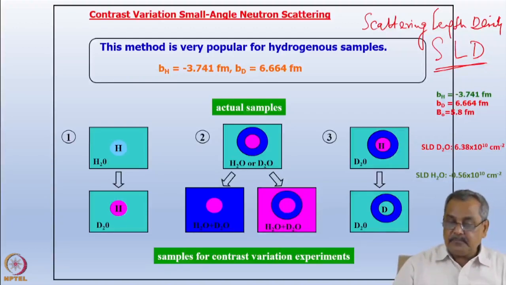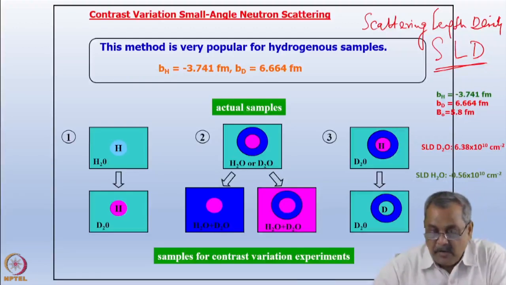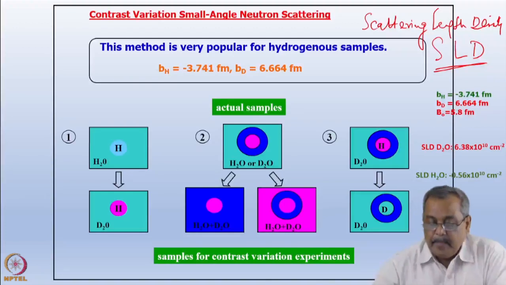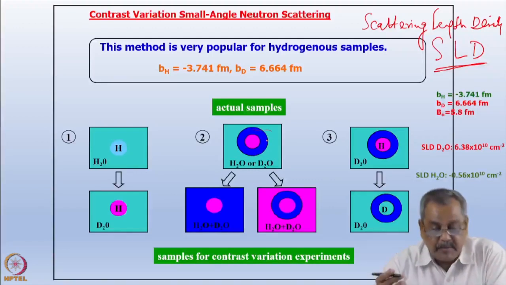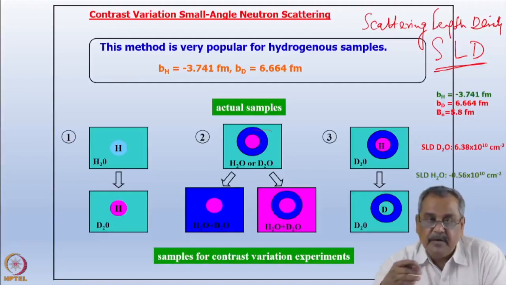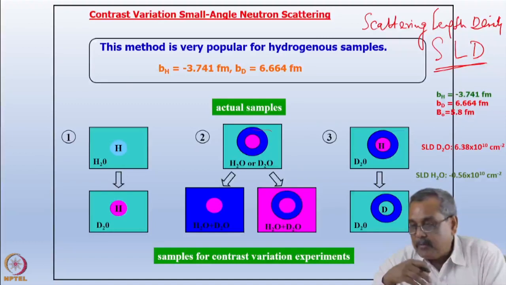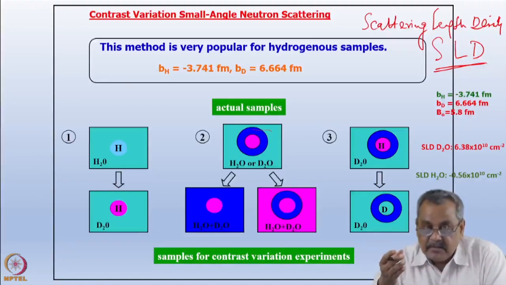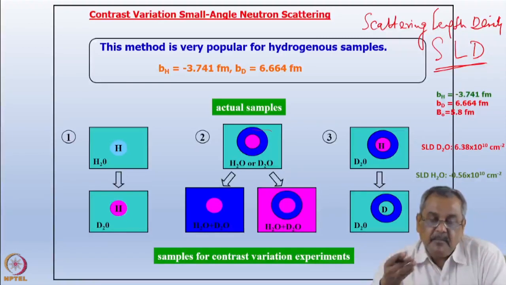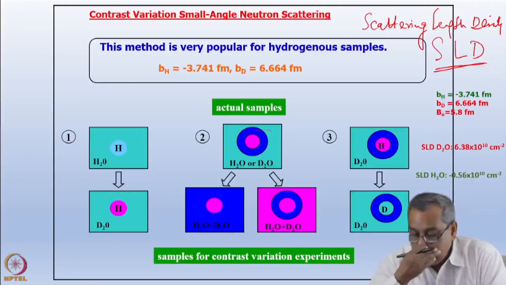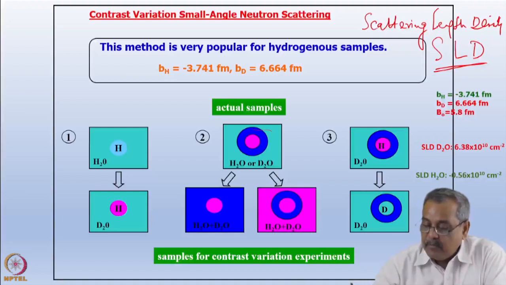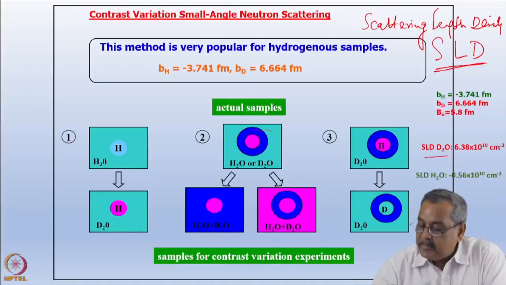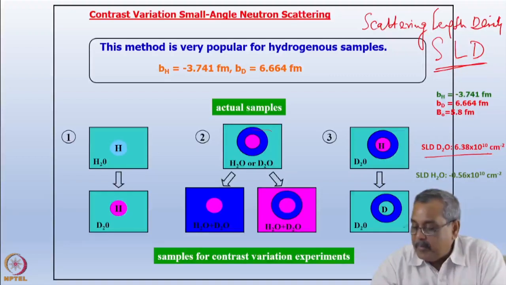So here, suppose I have a sample. What the sample will be, I'll come to it later. But suppose it has a scattering length density, as I told you earlier, and it is in a medium, mostly a liquid medium. Such samples are basically soft materials, sometimes proteins, sometimes surfactants and micelles and polymers. These are the materials mostly studied by small angle neutron scattering. Then in a liquid medium, please see, I worked it out for you last time. The scattering length density for D2O is 6.38 × 10^10 per centimeter square.